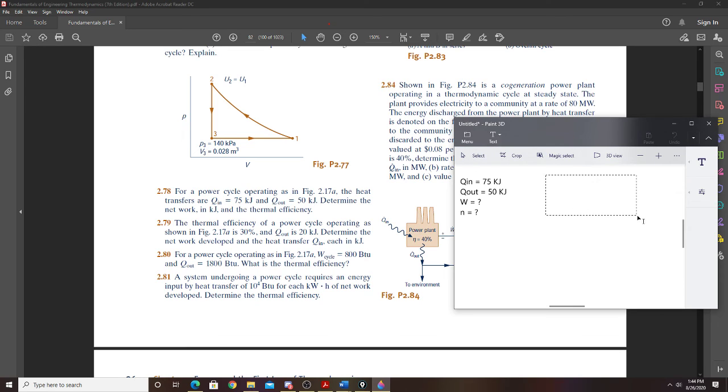If you guys recall, the equation is work for a power cycle is Q in minus Q out, right? And so if you plug in our numbers, you get 75 minus 50, which is therefore equal to 25. And so we now know that the net work is 25, or the work of the cycle is 25.